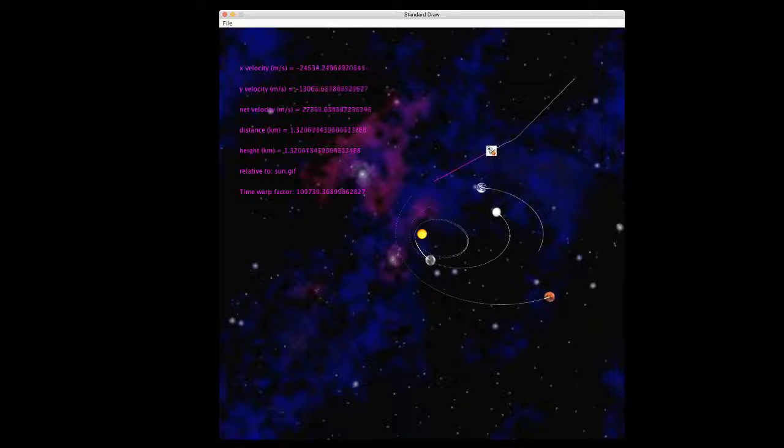You can also see on the left some numbers. We'll look at them later. They basically show the velocity of the object relative to some fixed point. And you can see on the left it says relative to the sun. By pressing P, we can change what that is calculated relative to. So let's go back to the sun.